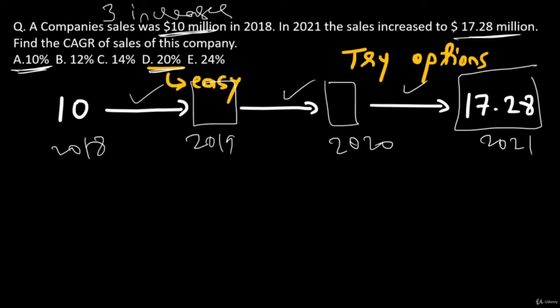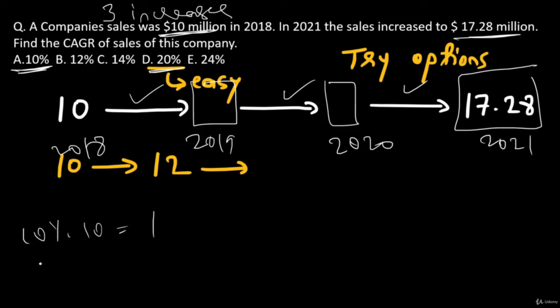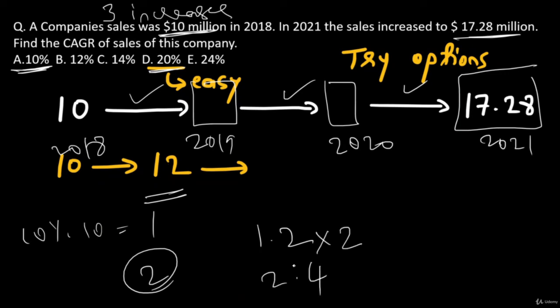All right, so if 10 is increased by 20%, it will become 12, right? Why? 10% of 10 is equal to 1, and 20% is 1 into 2, which is 2, right? So 10 plus 2 gives you 12. Now let's increase 12 by 20%. So 10% of 12 is 1.2. So 20% of 12 is 1.2 into 2, which is equal to 2.4. So 12 plus 2.4 gives you 14.4.